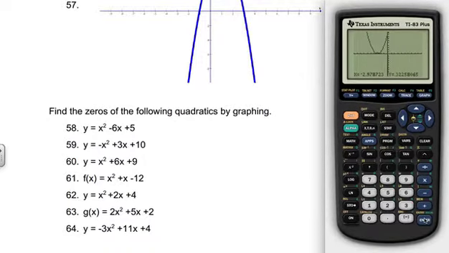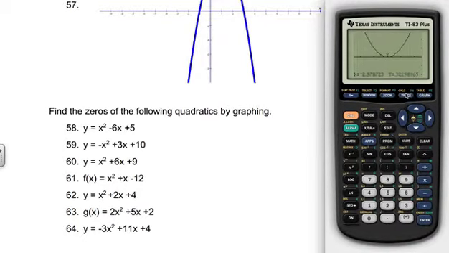So I hit zoom in, I move my cursor to where I want to zoom in at, and I hit enter again. And it looks like this graph just touches the x-axis at -3, I believe. And I'm guessing -3 because I'm looking at my x value here. It says the cursor's at -2.97 right now.